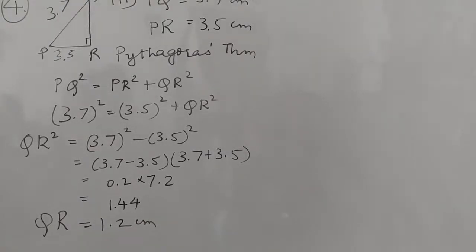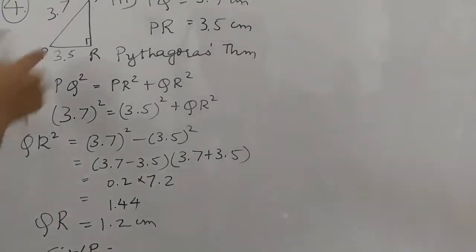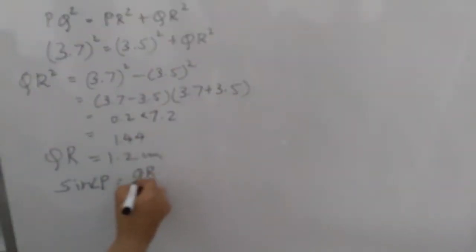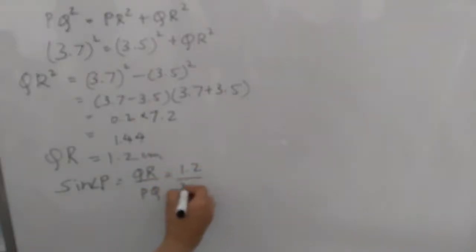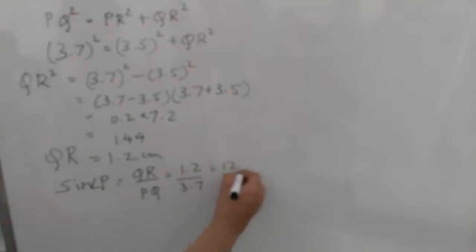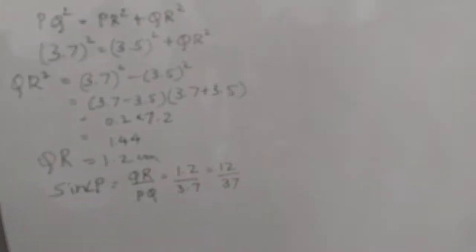Now let us write sine, cos, tan of P and Q both. First I write sine of angle P. According to this angle which I marked with a dot, sine means opposite upon hypotenuse. According to angle P, side QR is opposite to it and the hypotenuse is PQ. So that is 1.2 upon 3.7. We can remove the decimal point and write 12 by 37.